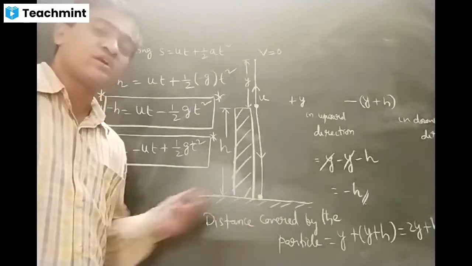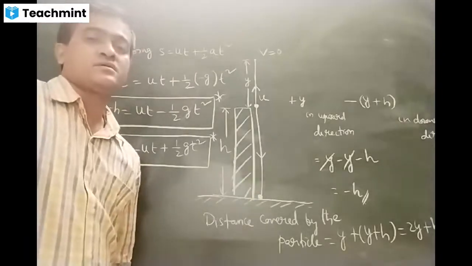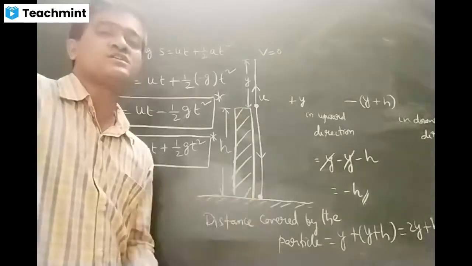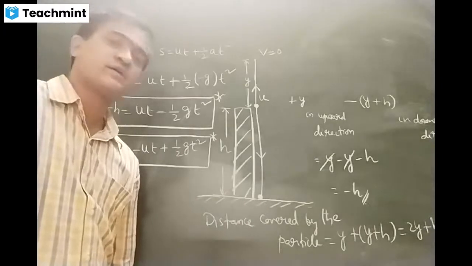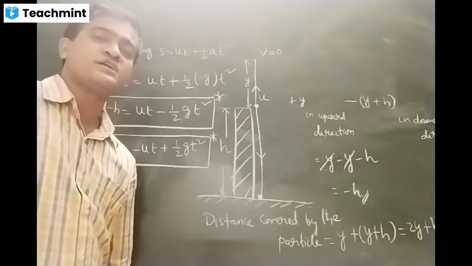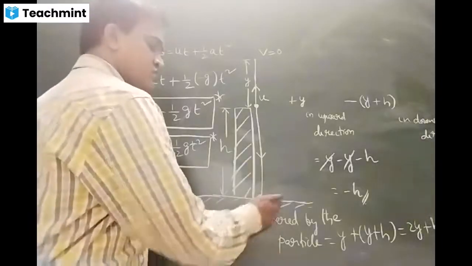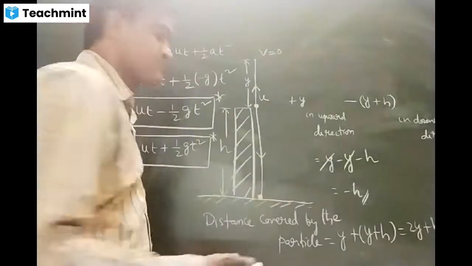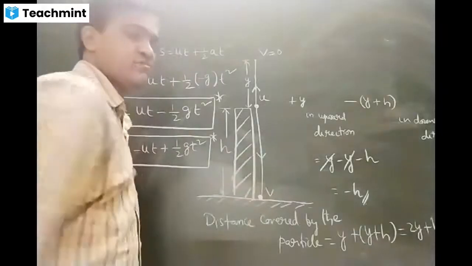Or with what velocity the particle strikes just before touching the ground? Or I can say with what velocity it strikes the ground. Just before it strikes, minus v equals u minus gt. Here I write v. Let me take v. Now I want this velocity v.